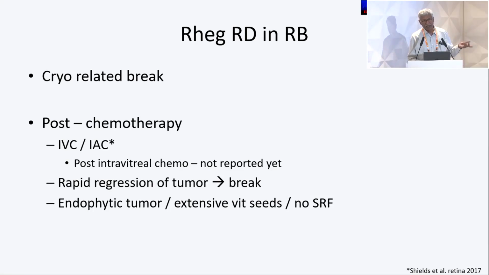So retinal detachment can happen in retinoblastoma as well. It can be secondary to a cryo-related break because we do excessive cryo in retinoblastoma to treat the tumor as such. And post-chemotherapy also can be a retinal break. It has been known to happen after intravenous chemotherapy as well as intraarterial chemotherapy. What happens is when the tumor shrinks abruptly, the tumor is within the retina, it causes retinal breaks. So that can result in a retinal detachment. So endophytic tumor and extensive vitreous seeds and no subretinal fluid are the risk factors that a particular child with retinoblastoma may develop a retinal detachment.